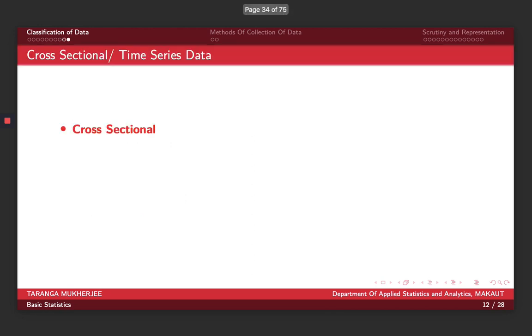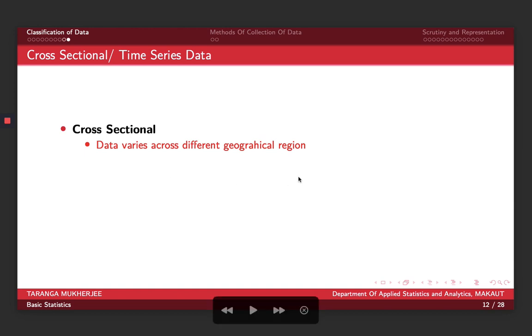I think you can suggest me some more examples where you have this nominal or non-ordinal data. Now, datasets can be classified into two more things. One is called cross-sectional data and another one is the time series data. So what is meant by cross-sectional data? Cross-sectional data means the data which varies across different geographical regions.